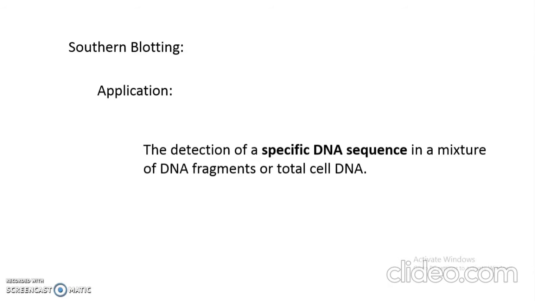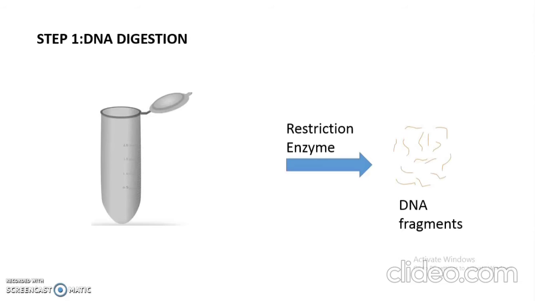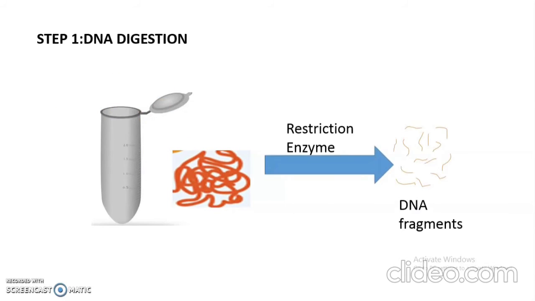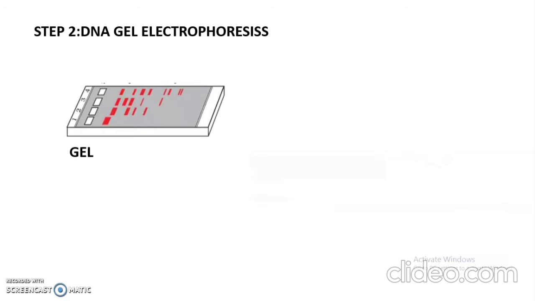When the macromolecule involved is DNA, the technique is known as Southern blotting. As we saw in the previous stages, the first stage is DNA digestion, which is followed by the second stage, which is DNA gel electrophoresis.